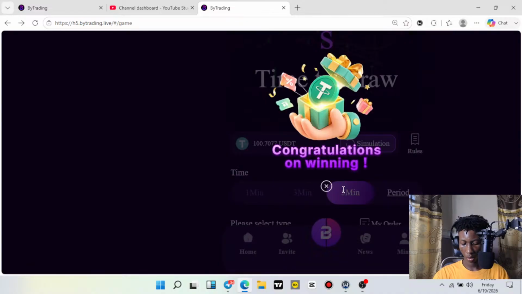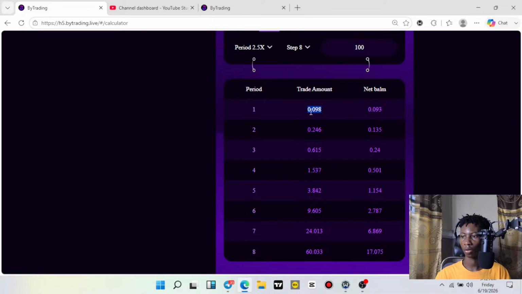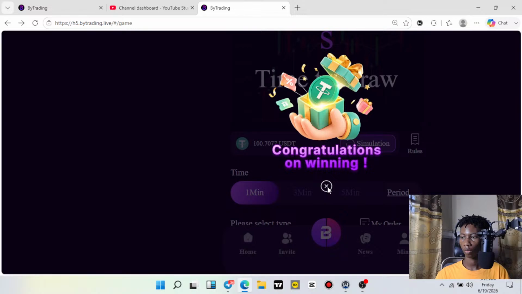And we are still going to trade with the 0.09, which is this amount, because currently I haven't encountered any loss, so I still have to proceed with this particular amount. I'm just going to click on trade right now.